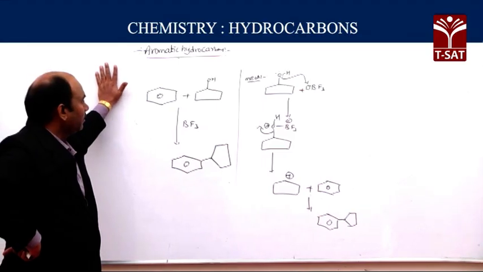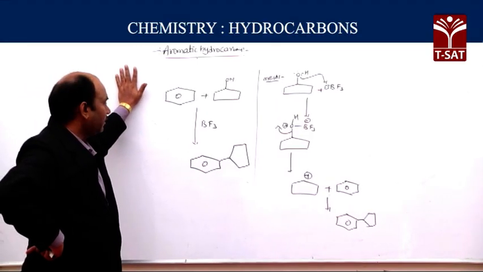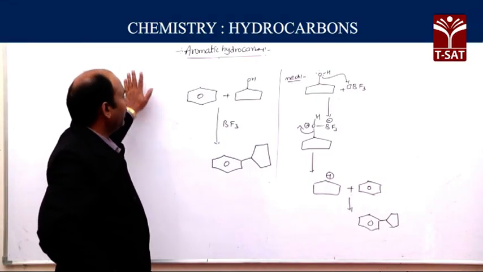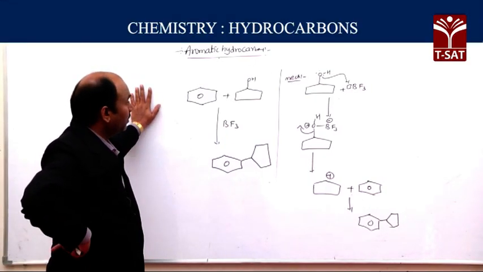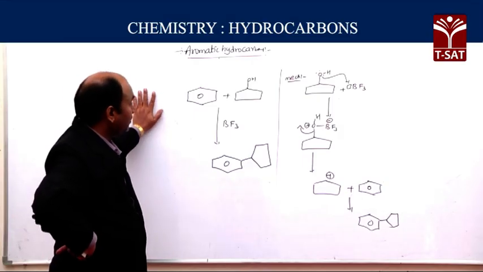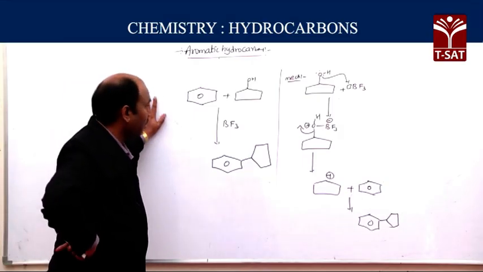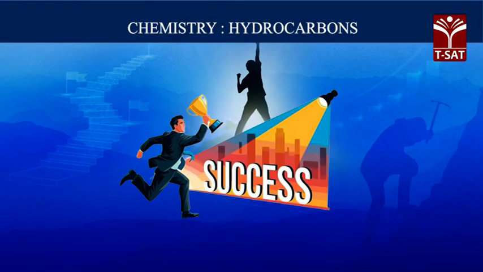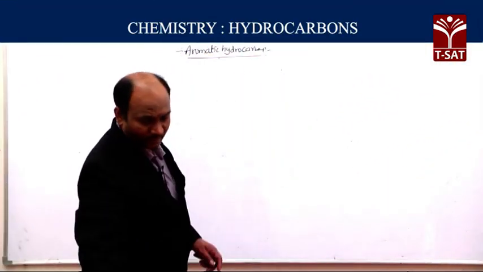So benzene is treated with alcohols in the presence of a Lewis acid, and we get Friedel-Crafts alkylation. In Friedel-Crafts alkylation, we can use alkyl halides, alkenes, and also alcohols. So this is Friedel-Crafts alkylation. After this, Friedel-Crafts acylation.